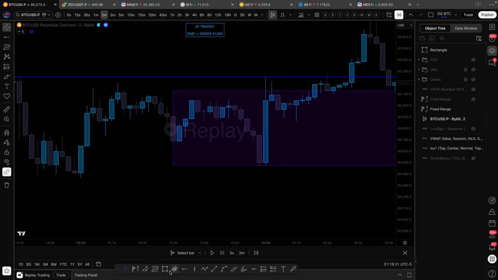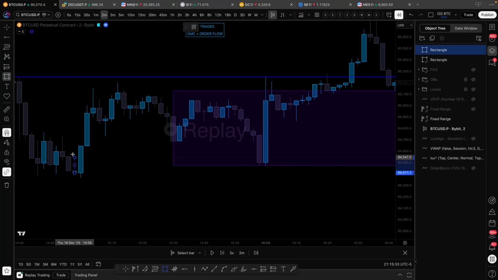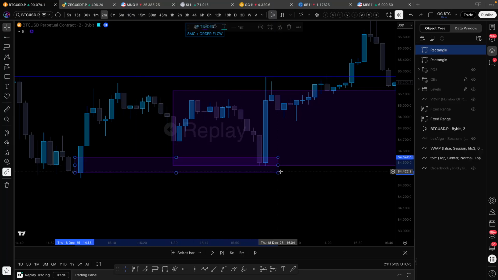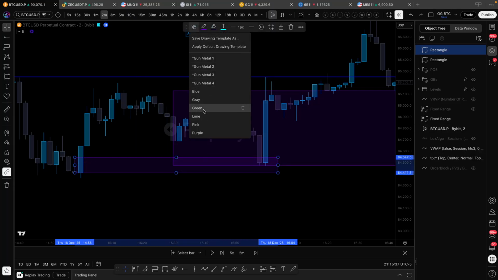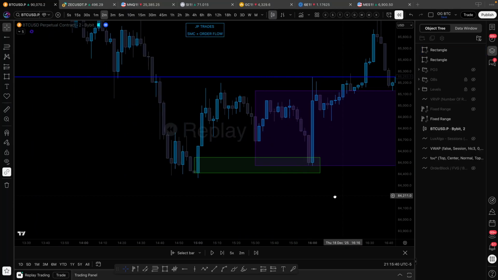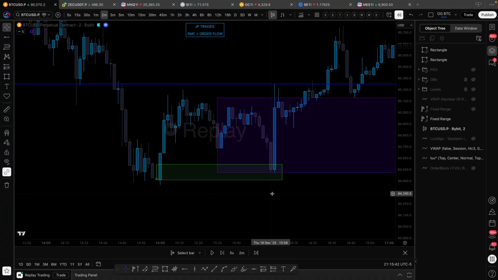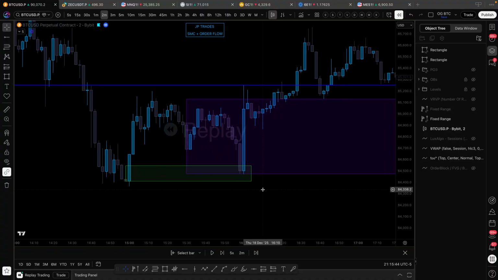You had this tiny, tiny order block here. We will make that one green. So could you have taken that trade? Yes, you could have. Absolutely. However, a lot of people don't like to use 1 minute market structure.